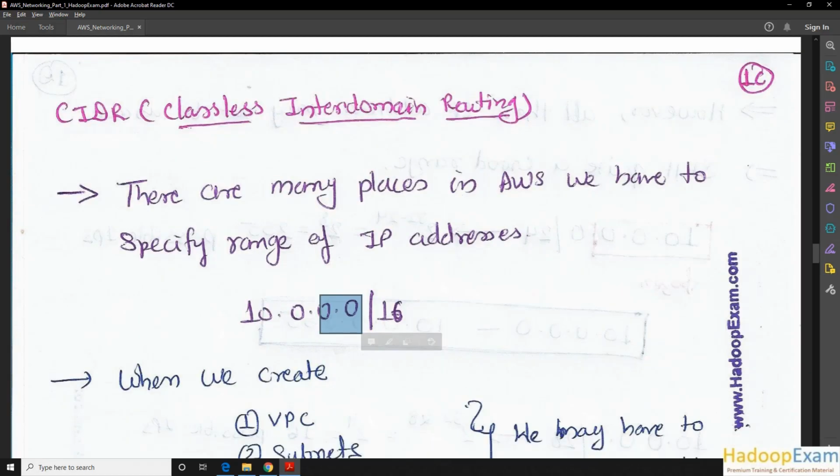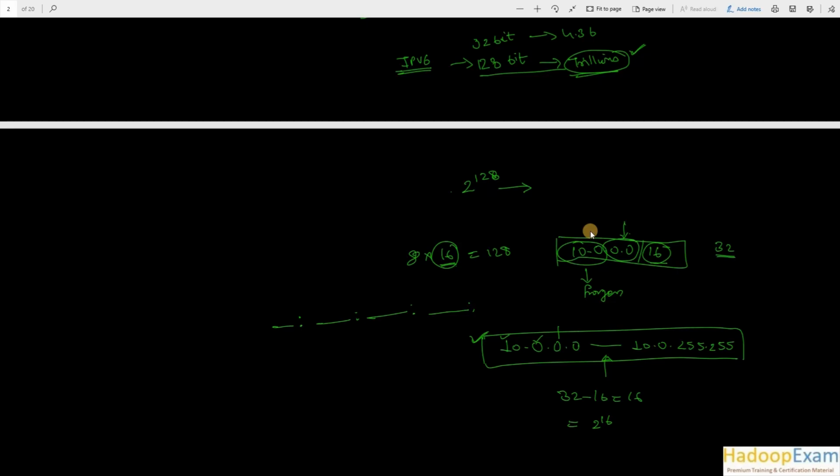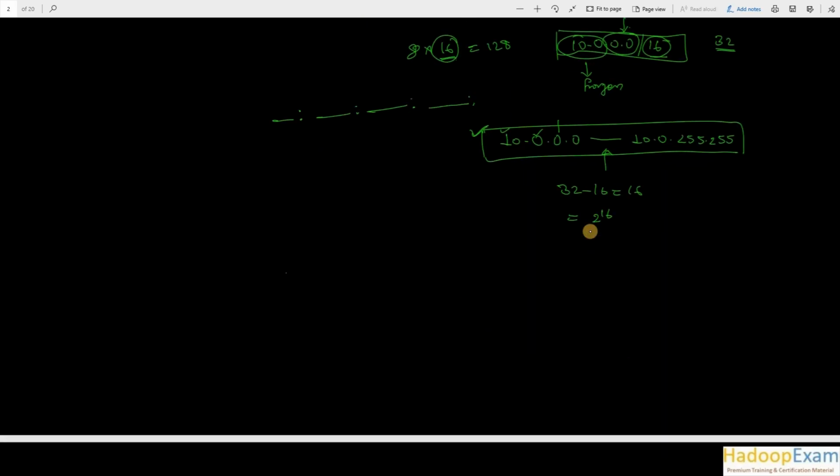Let's take another example here. Let's say this is 10.0.0.0/24. If I say this, what does that mean here? 24 means 8+8+8, so 3 octets, or you can say the first 24 bits, which need to be frozen, and the remaining octet can change here. So how many IPs can we have here maximum?